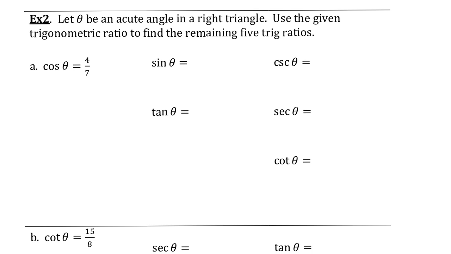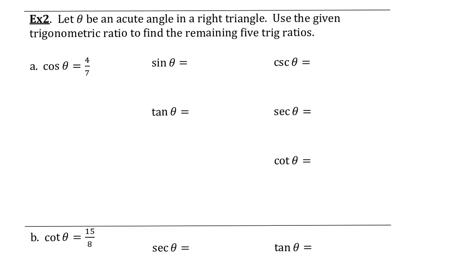Okay, let's look at the next example. It says, let theta be an acute angle in a right triangle. Acute is less than 90. If it was more than 90, it wouldn't be in a triangle, or at least not in a right triangle. Use the given trigonometric ratio to find the remaining 5 trig ratios. So all they're going to tell me is one trig ratio. In this case, they're telling me cosine theta equals 4 over 7.